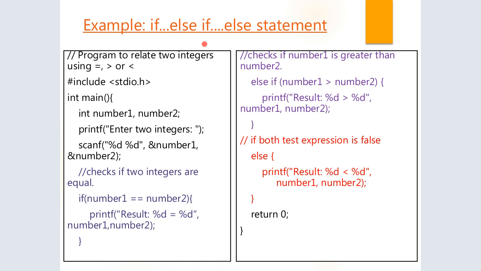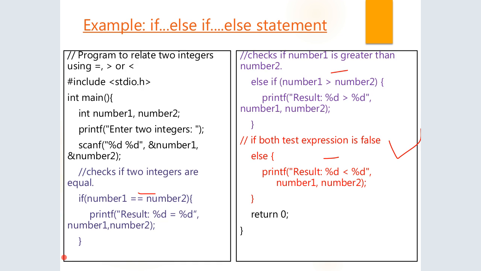Okay, so any question on this program? So these are condition 1, we've tested. These are condition 2, we are testing. So only 2 conditions. But now the else part will pick the rest. So we are saying if both test expressions are false, then the else part will execute. If both the 2 conditions are false, then the else part will execute.